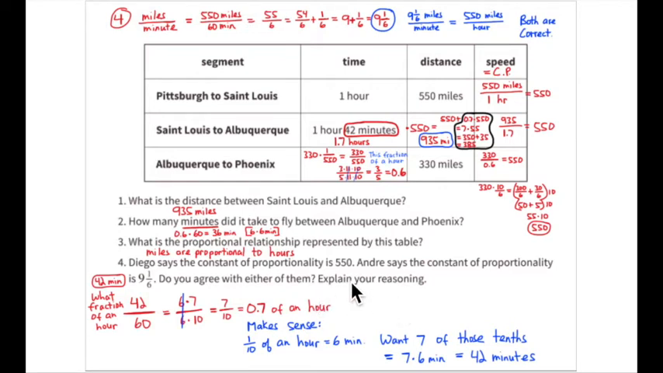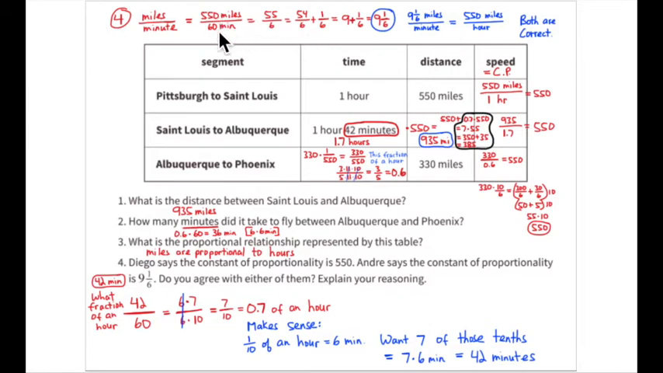Explain your reasoning. What Andre chose to do is to change this time to all minutes rather than hours. 1 7/10 hours. He said, I'm going to change it to all minutes. So I'm going to change this to 102 minutes. So miles per minute. So you can think of this as 550 miles per 60 minutes instead of 1 hour. So how many miles per minute is that?